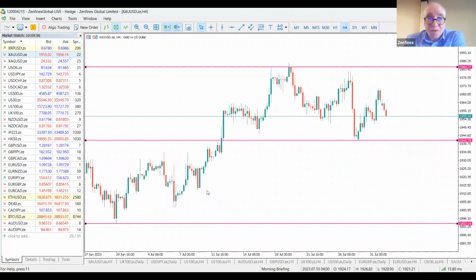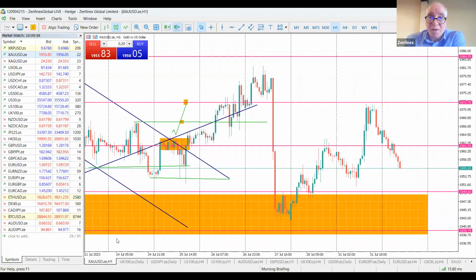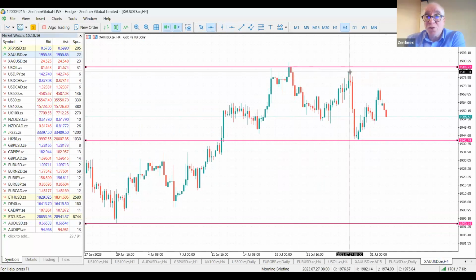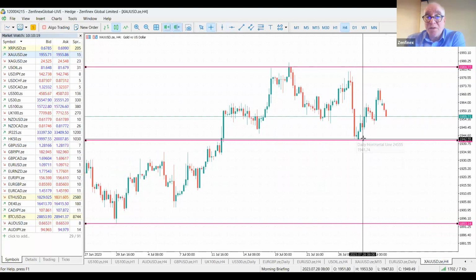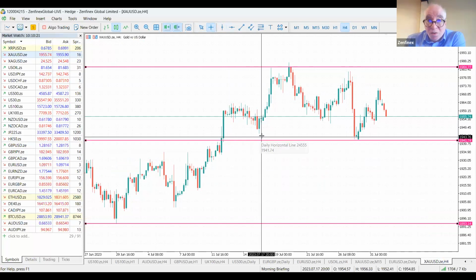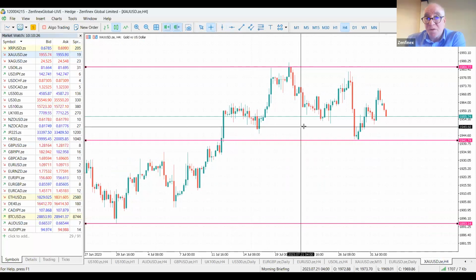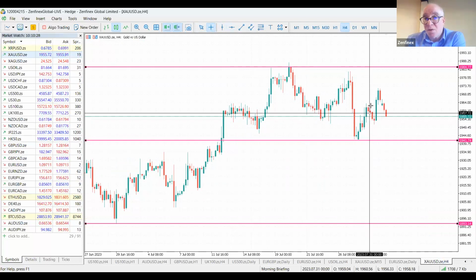I'll just double check. Yeah, let's go back to today's 4-hourly. What are we seeing? We see that it rejected this level of resistance. Let me put the cursor on. We had this 1984 level, it couldn't quite reach, and then it broke down, came back to these levels of support here on the smaller time frames. So let's see where we are now.